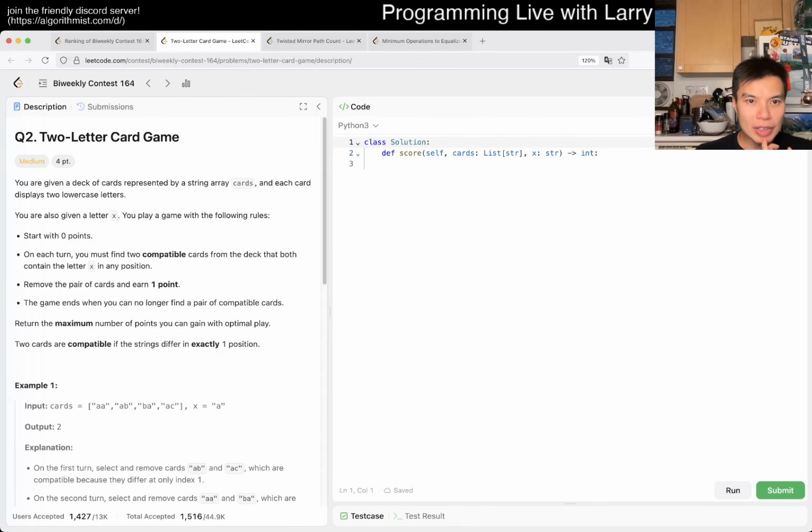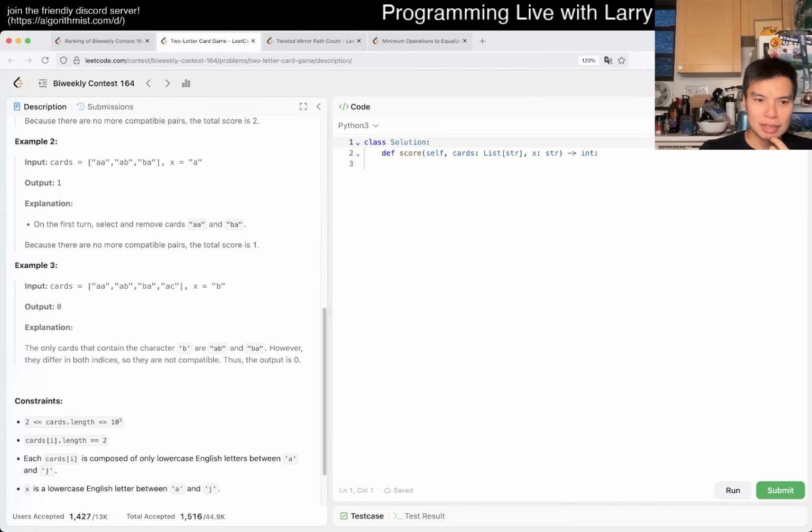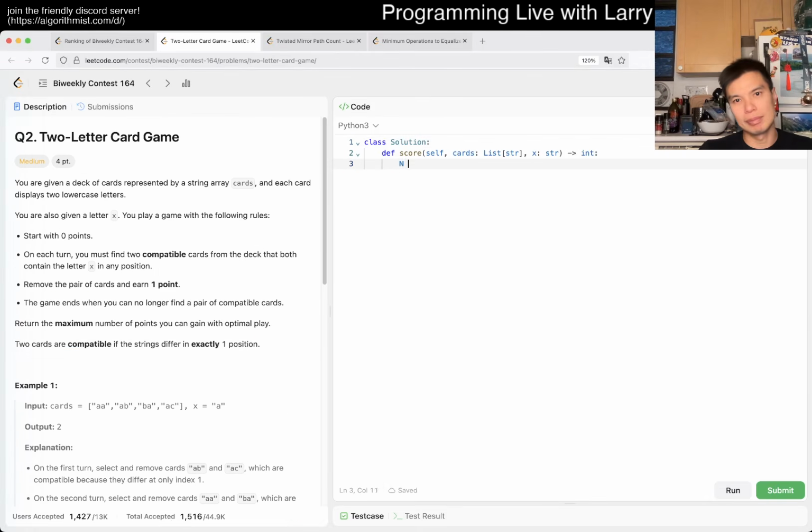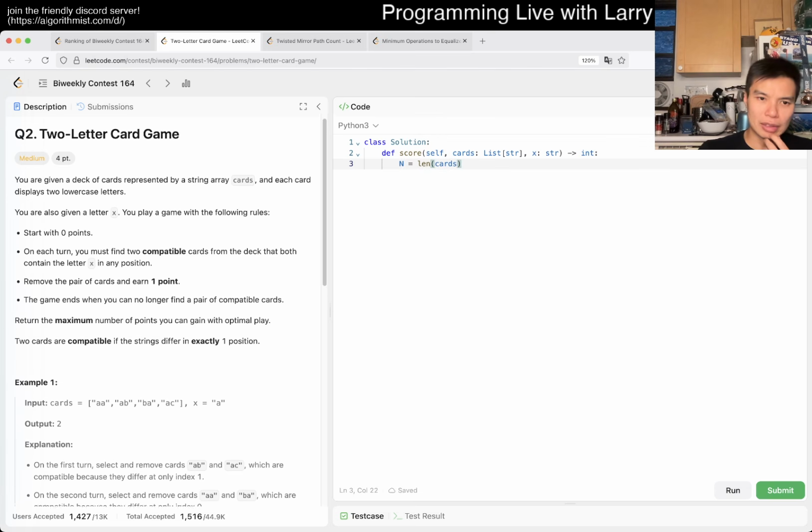Given a deck of cards. Each card displays 2 letter counters. Okay, you're given an X, you play a game with the following rules. Given a letter X, you would find 2 compatible cards that contain the letter X. Remove the pair of cards and gain 1 point. What's a compatible card? Oh, you have to, okay. Really? Huh.